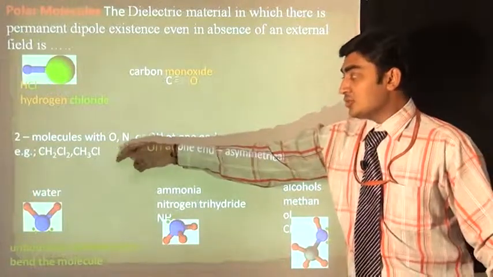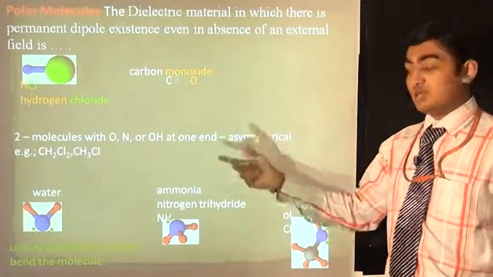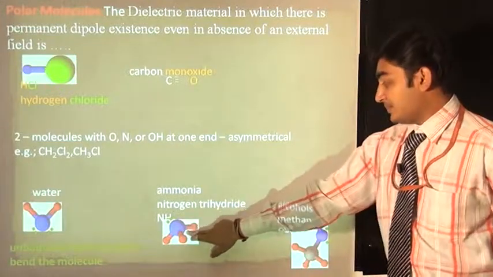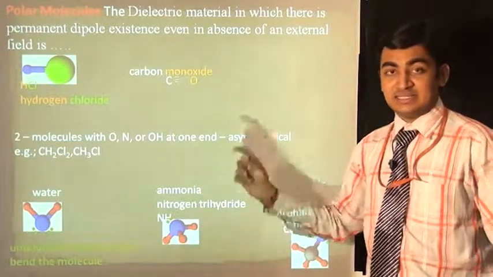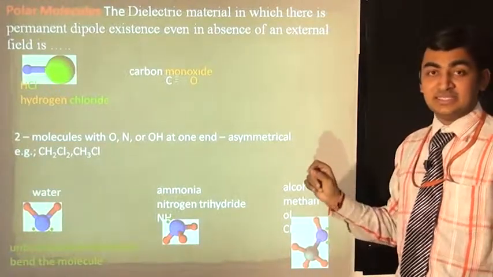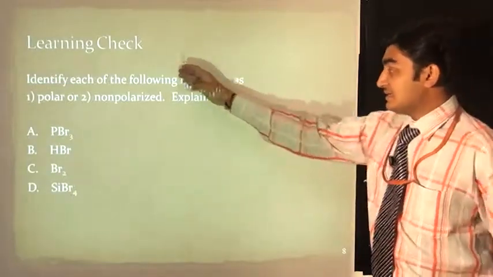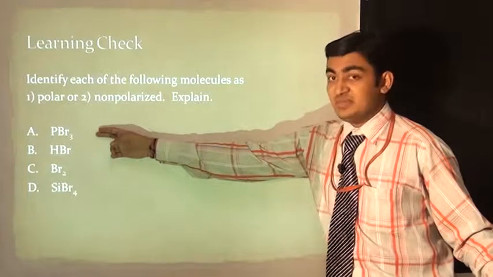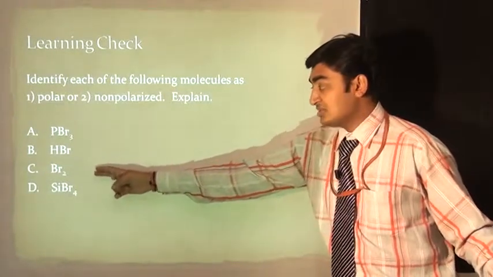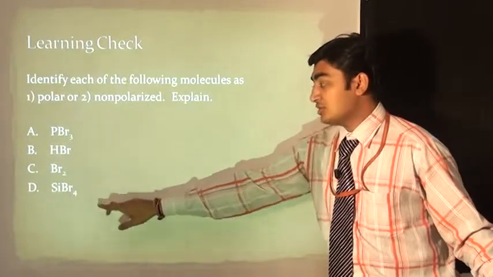Then molecules with oxygen, nitrogen, and OH are all polar materials, like water has H plus, OH minus. Then NH3 has NH2 minus, H plus. Then alcohol has CH3 plus and OH minus. This is the learning check. First, is PBr3 polar or non-polar? Is HBr polar or non-polar, Br2 polar or non-polar, SiBr4 polar or non-polar?